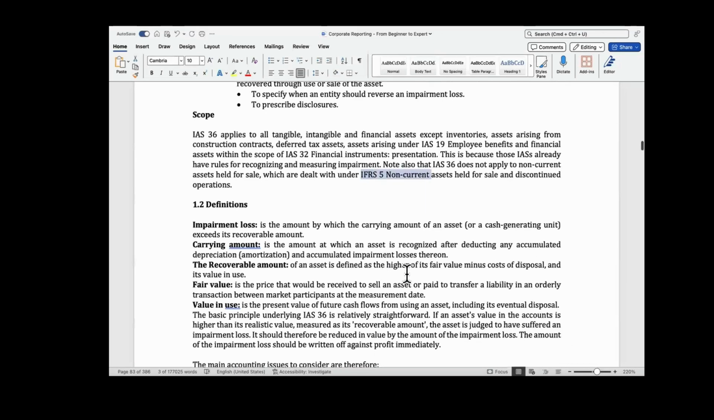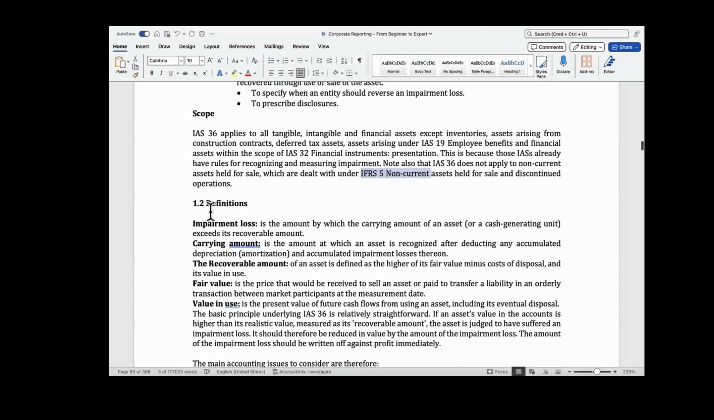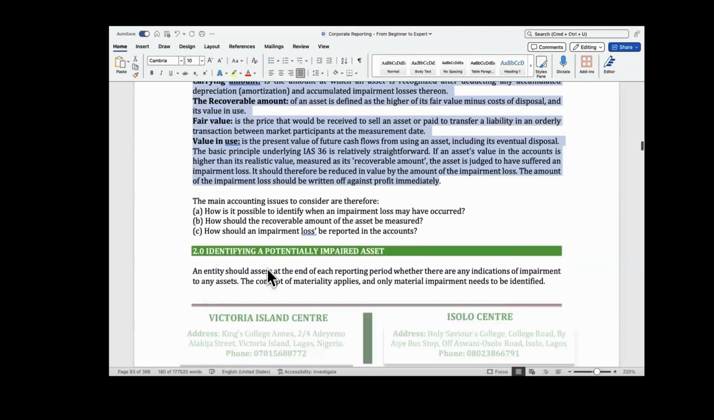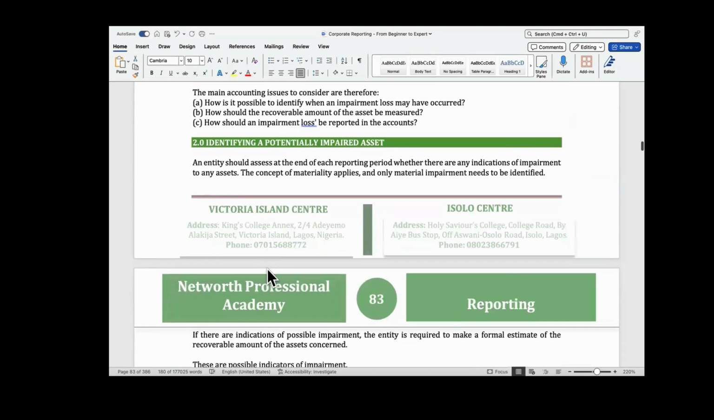So there are certain definitions that are also relevant, but I want to move in explaining these definitions as I progress in the core topic, so that it will make more sense to us. So the first thing that I want to start with critically is identifying a potentially impaired asset. So the first thing we're going to look at is, how do you determine that an asset has been impaired?